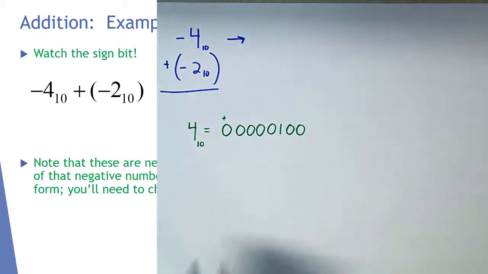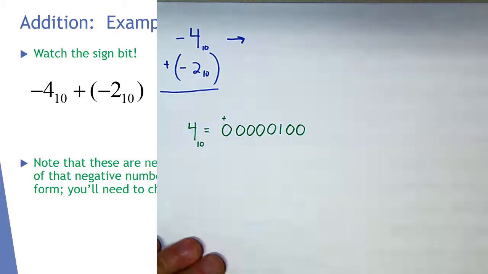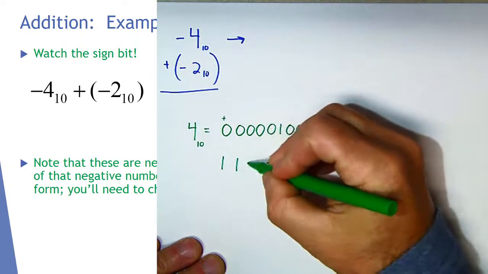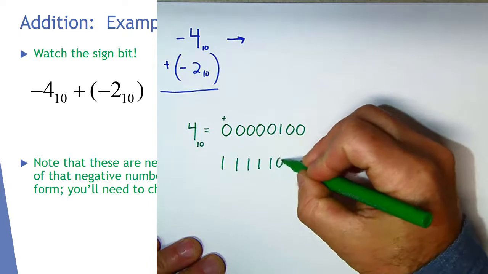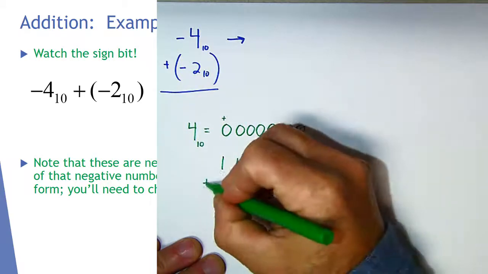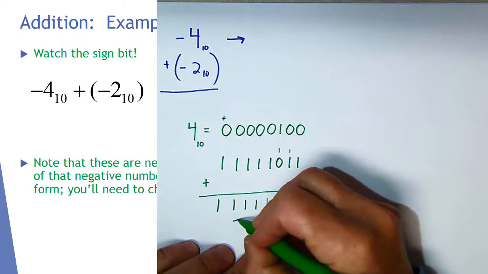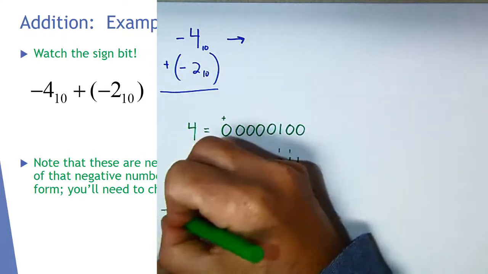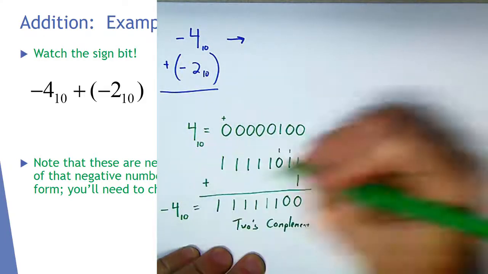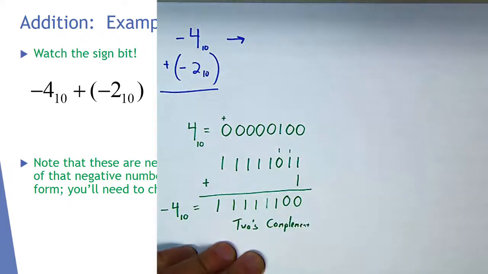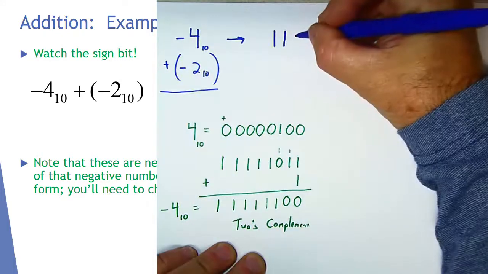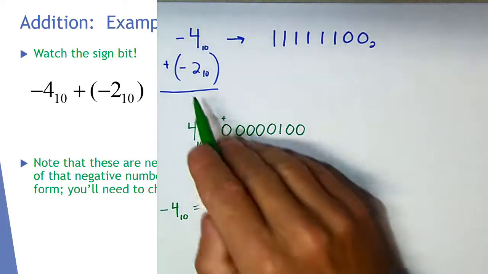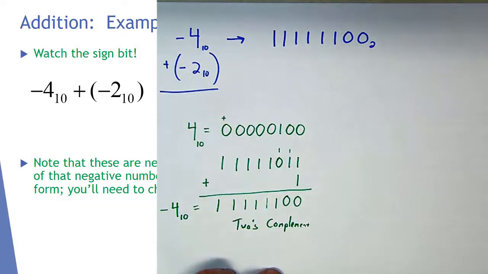Now if we want to know what negative 4 is, of course we need to take the 2's complement of that. So I'm going to switch that over to 1, 1, 1, 1, 1, 0, 1, 1. I'm going to add 1, and that gives us the 2's complement, which is, of course, negative 4. Okay, so now that we know what that number is, we can make it part of our addition problem. Now, of course, we also need to know what negative 2 is, so we'll give that the same treatment.